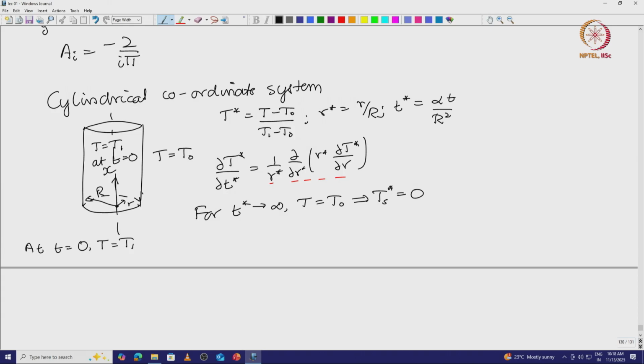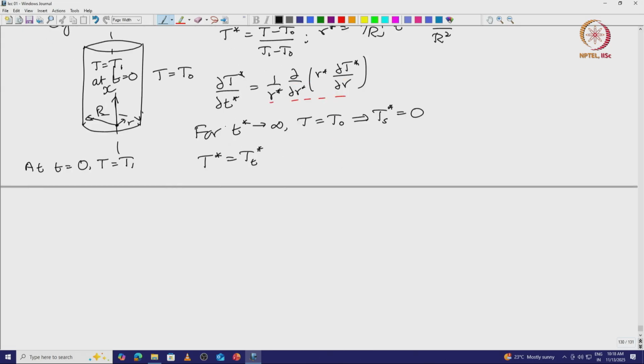Therefore, I can just write the temperature is just equal to the transient part, because the scaled steady part of the temperature is equal to 0, and you can solve just for the T star alone. So, for T star, the equation is as given here.